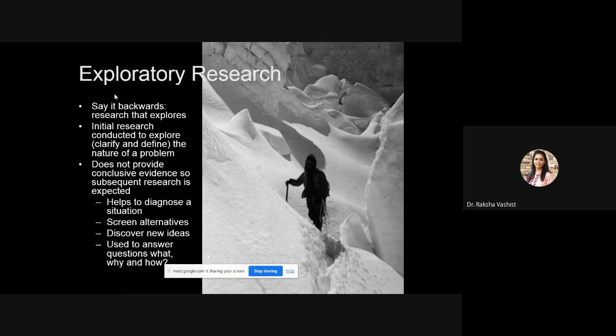It discovers new ideas, and most importantly, it is used to answer three different questions, that is what, why, and how. Exploratory research deals with what, why, and how. All right. So as you see, what, why, and how, these are the exploratory factors from which we have to explore different factors. So exploratory research, as the name suggests, only helps to explore different facts or insights from the existing phenomena, right?